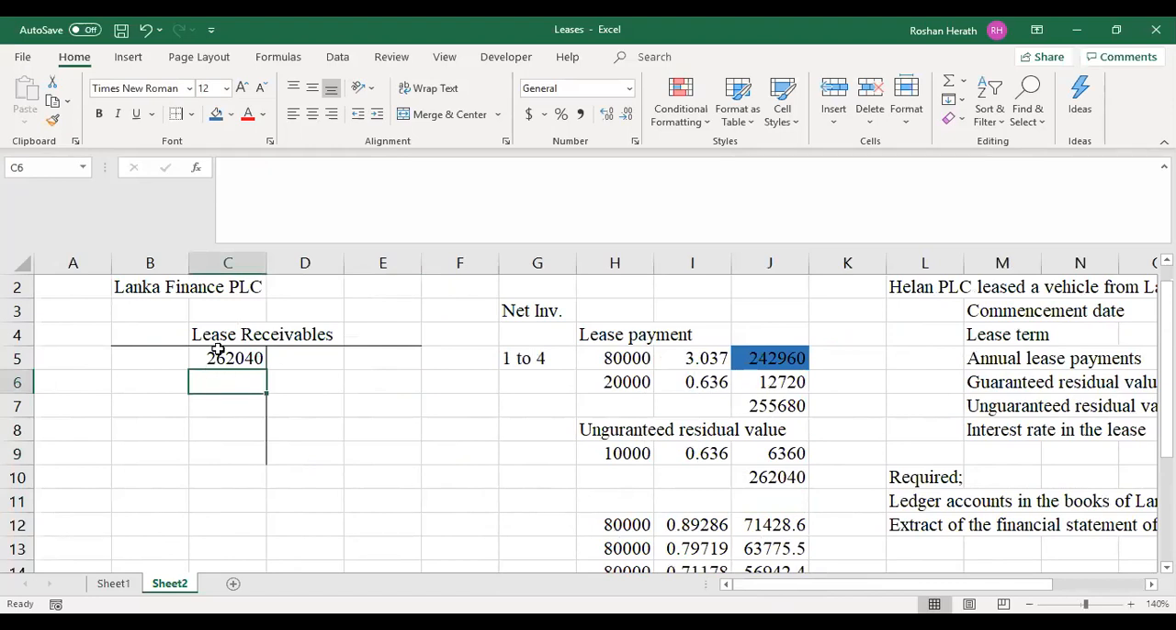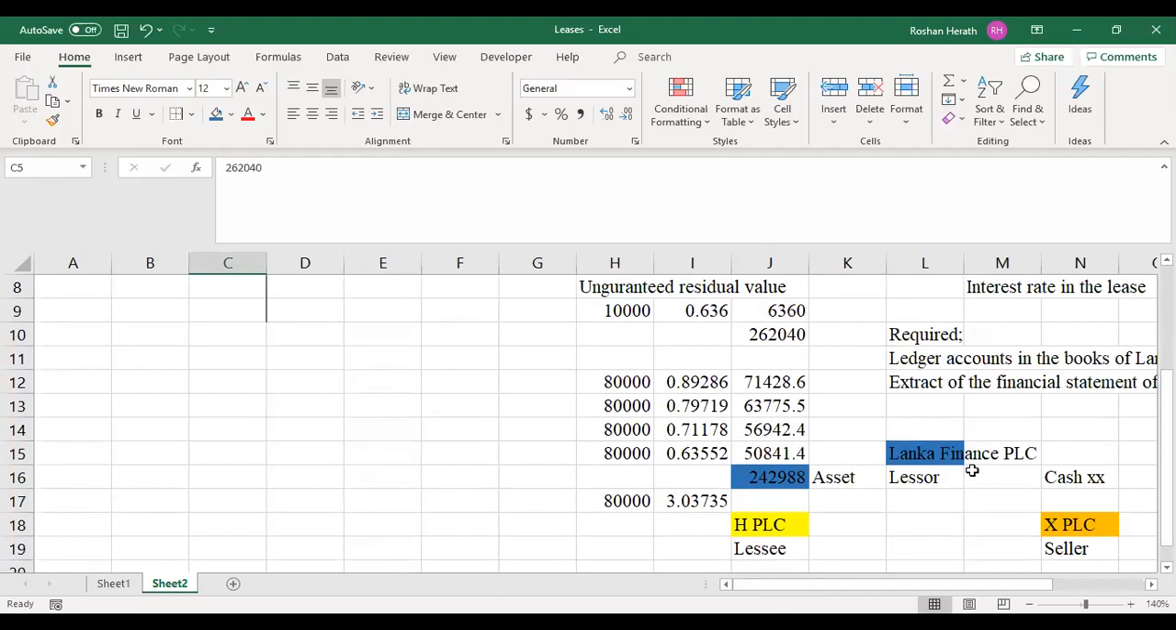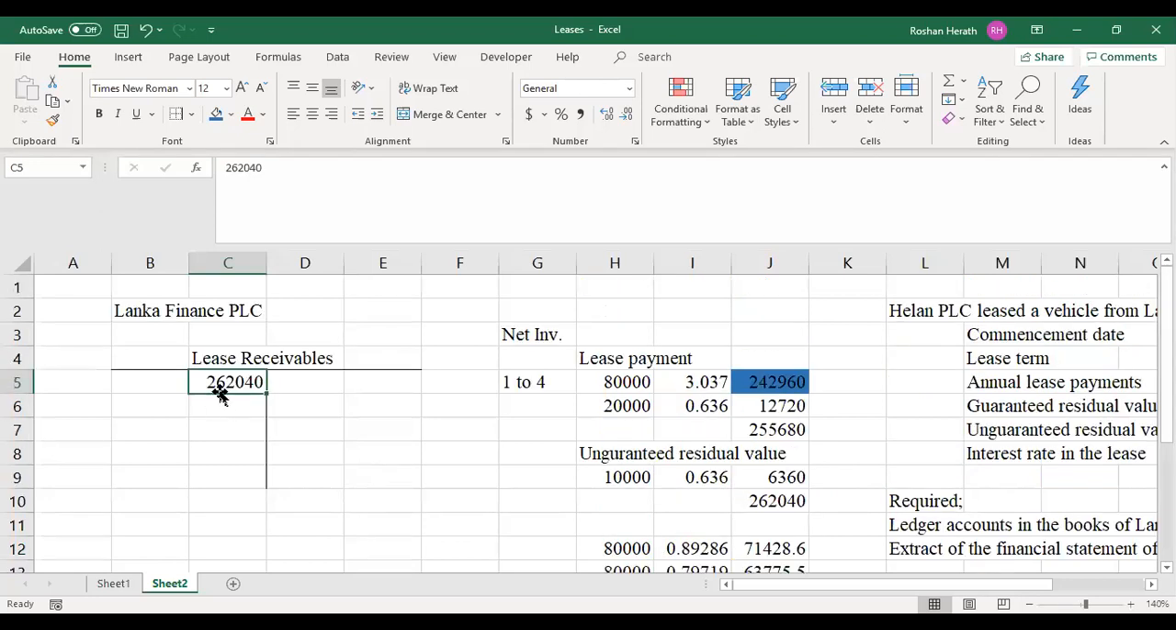So here how it works, that is their lease receivable, and that particular amount they would pay for this kind of XPLC. So they need to pay that because this is exactly similar to the fair value of the asset. So therefore, the Lanka Finance would pay this 262,040 to XPLC, and they are getting their asset. So accordingly, cash gets credit and it gets debit. So therefore, the debit entry is this.